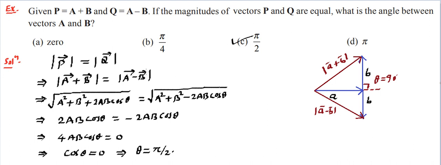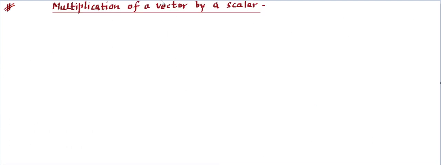Now let's move ahead and talk about multiplication in vector algebra. Let's proceed further and talk about multiplication of vectors, or vector multiplication. In vector multiplication, let's first talk about a point. That point is written over here. It says multiplication of a vector by a scalar.